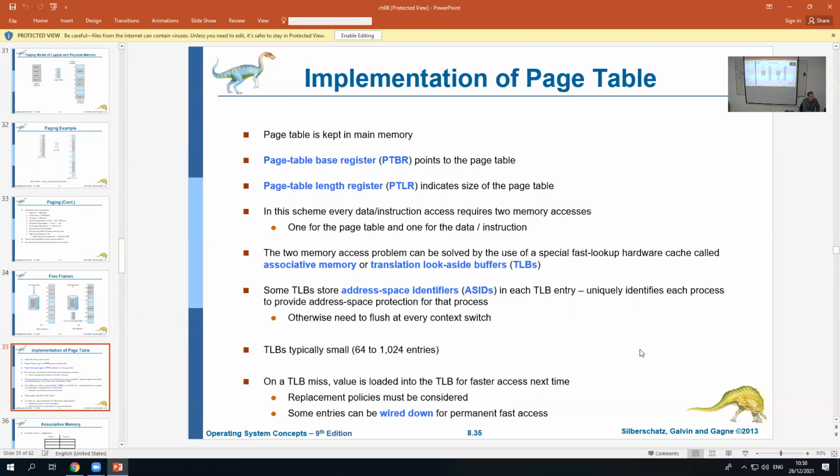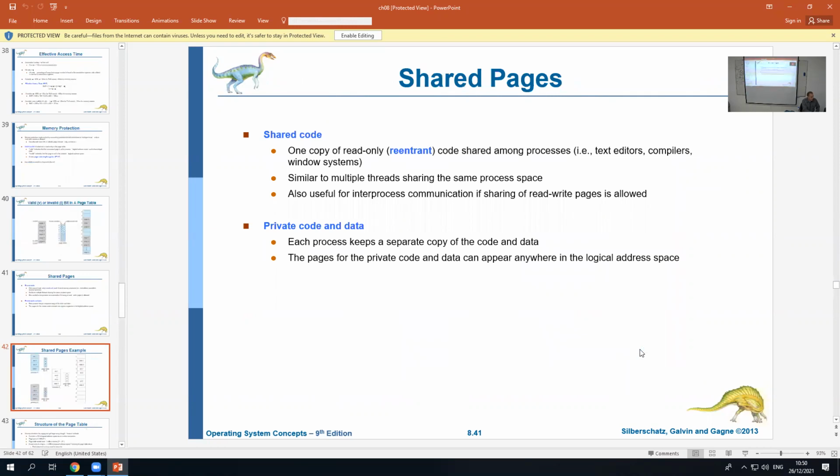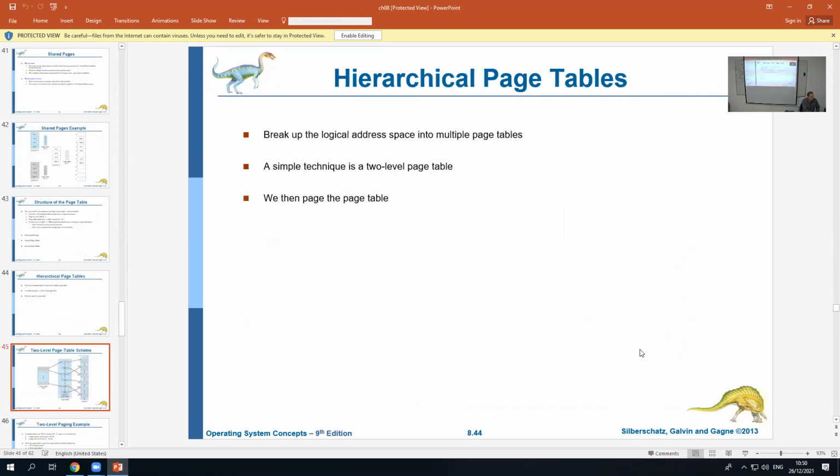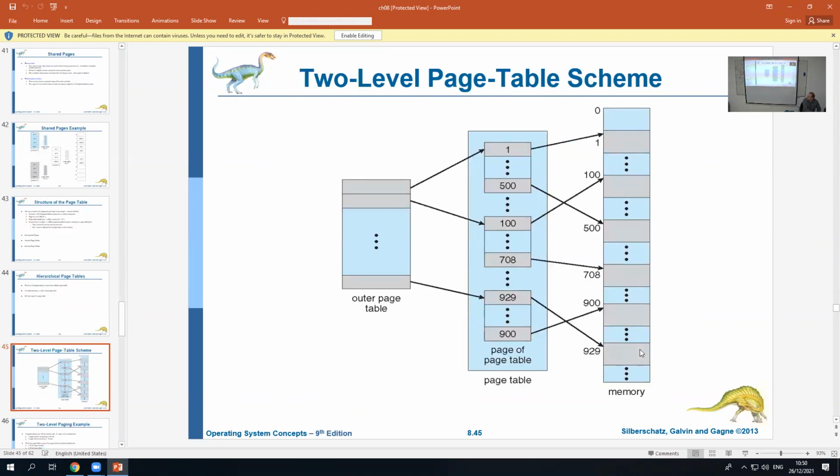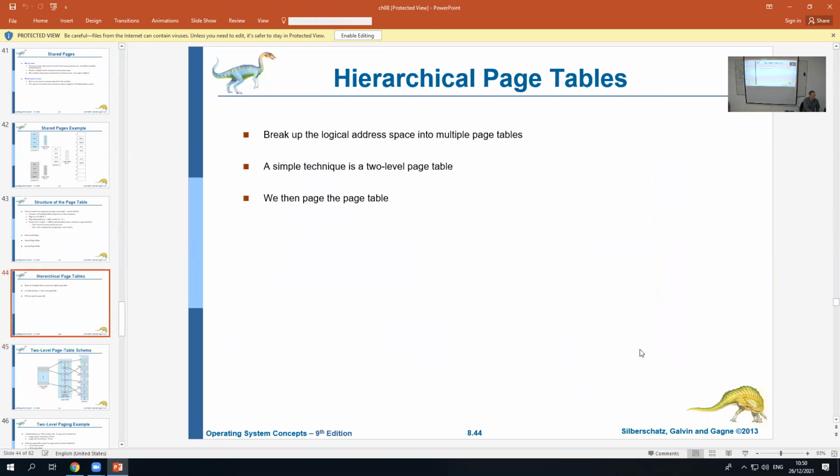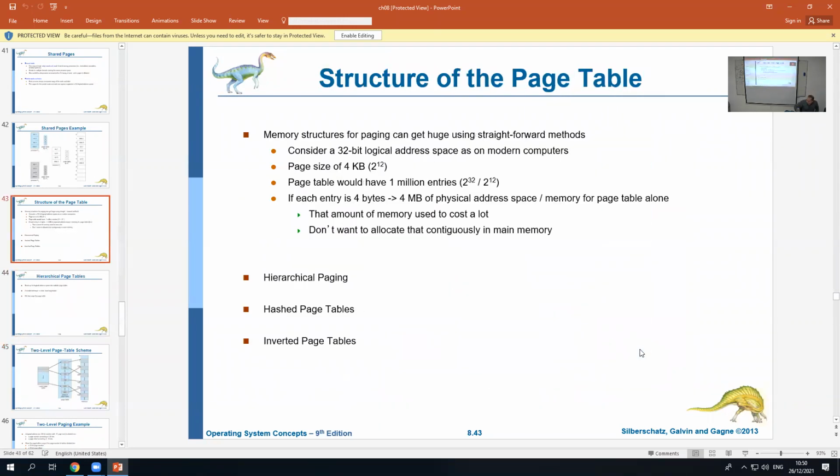In reality, it's not. Can I ask a question on the diagram? Is each horizontal line another page? No, each horizontal line is the address of a page. It's not a page, it's the address of a page.